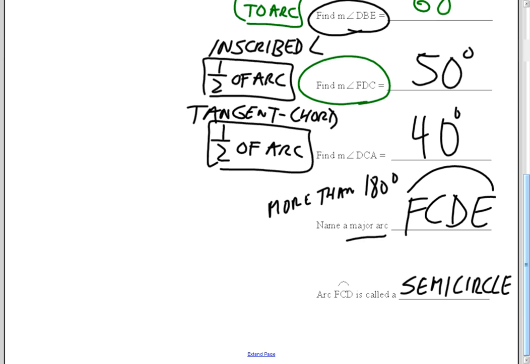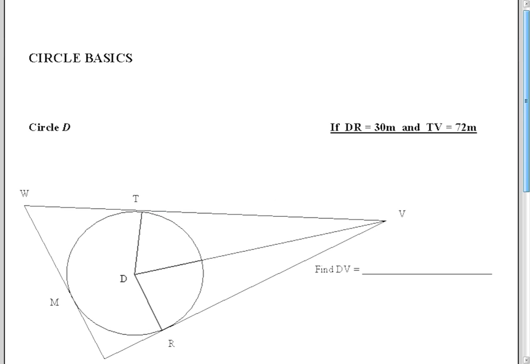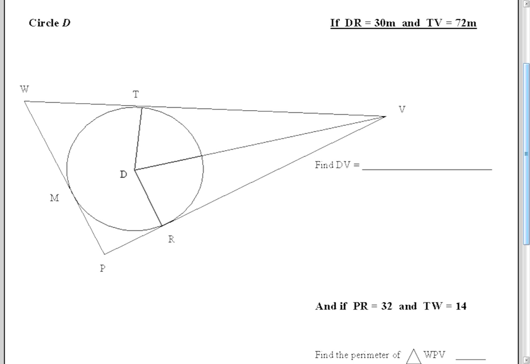Page 2. Once again, the name of the circle is actually telling us something. That's telling us that D is the center. That's telling me that this is a radius. This is a radius. It tells me that those two are equal. Start looking at what else we have and labeling it or thinking about it.